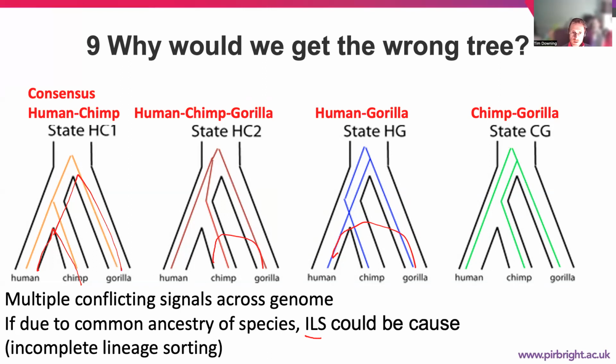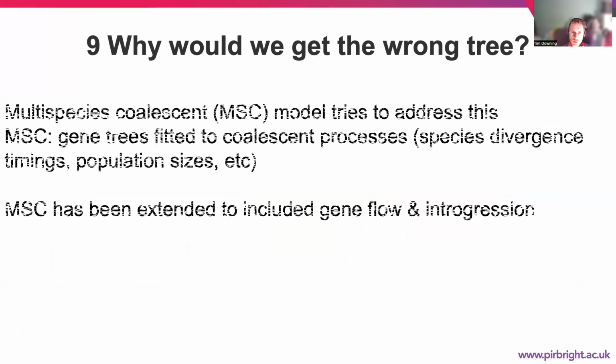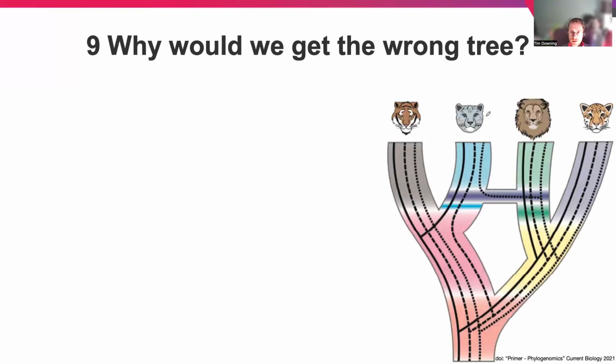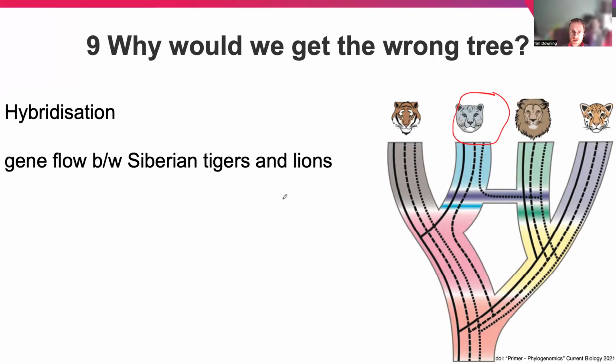There are ways of getting around this. So there's such a thing as the multi-species coalescent model that tries to address this, where the gene trees are fitted to coalescent processes, and that can include gene flow and introgression. And there are other more complicated cases, such as hybridization between Siberian tigers and lions, and there are other variations on lions and tigers, ligers, and tigons, and so on, all sorts of variations on this.